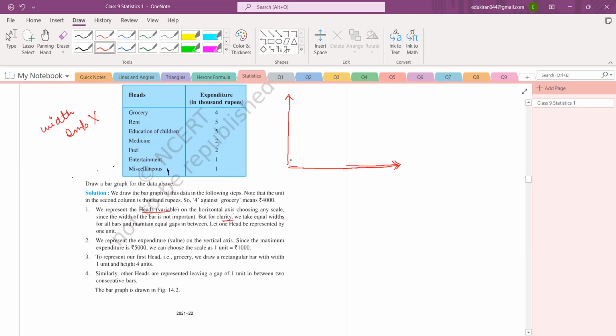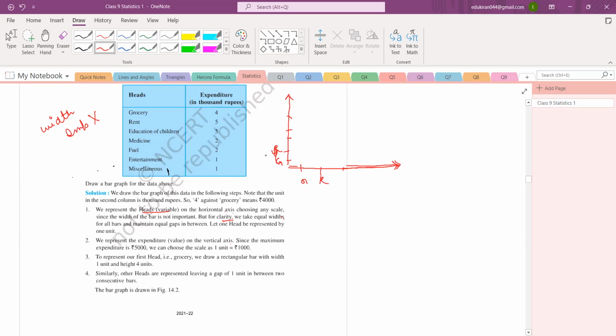So we mark the heads like this: grocery, then rent, etc. So mark all the heads. Now we represent the expenditure on the vertical axis. Oops, sorry, on the horizontal axis you are supposed to mark the rent and everything.